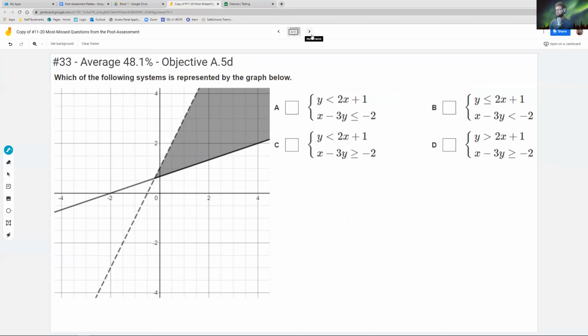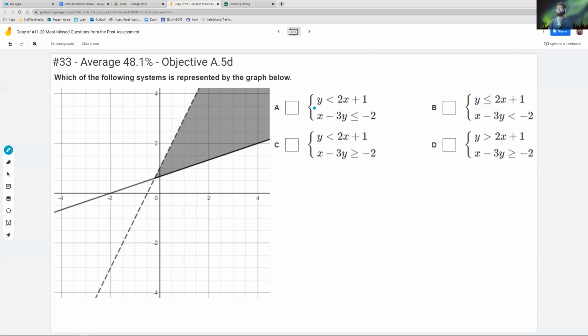This is one I'm kind of just going to walk you through. I'm not going to go through the entire process. I'll show you the best approach and then let you do it for the rest of them to find the answer. All right, so which of the following systems is represented by the graph? What we're going to do is plug and play, kind of match what we get when we plug it into Desmos with what is given to us.